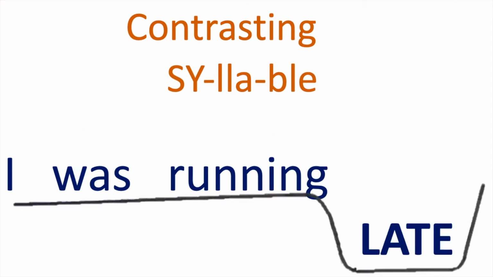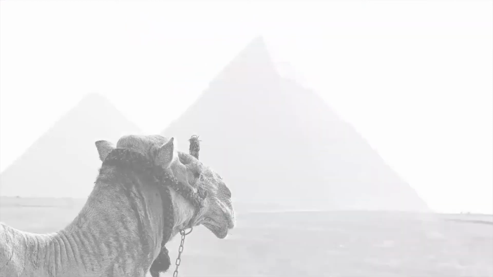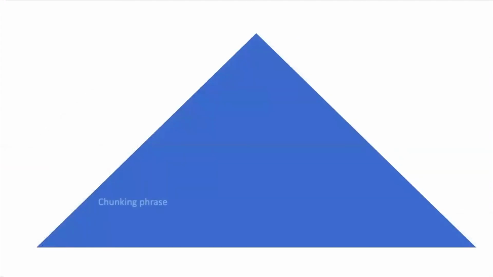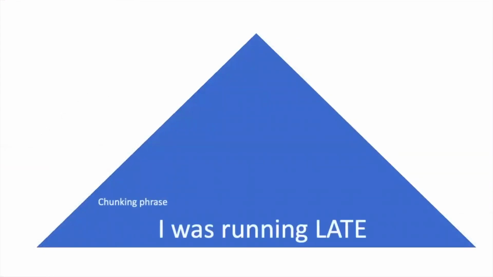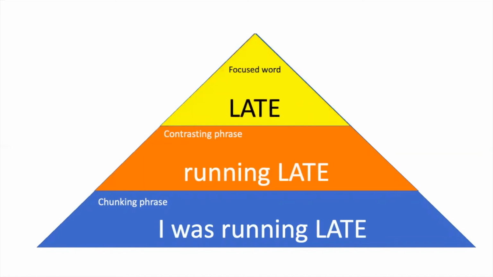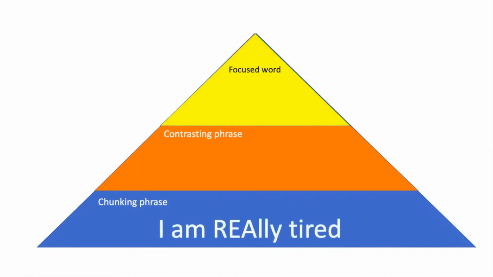All right. But the point is you need to find out which word in that sentence is the key part of communication. So I look at this pyramid way of approaching it. And so what I mean by that, we look at a chunking phrase like "I was running late," then look at the contrasting phrase "running late," and then the actual focus word "late." Okay. And we do it for the other parts as well.